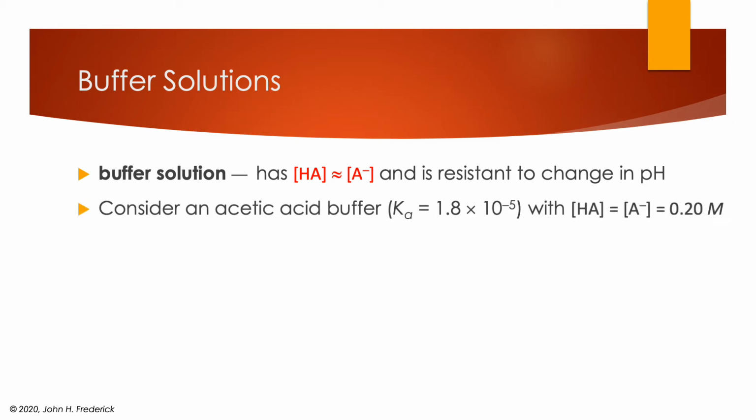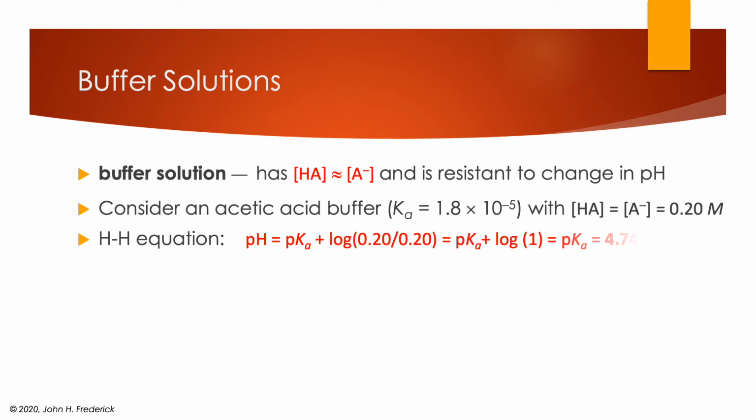Let's suppose we create an acetic acid buffer. Now, acetic acid has a Ka value of 1.8 times 10 to the minus 5. And let's say we arrange it in such a way that we're creating acetic acid and acetate ion, both in a concentration of about 0.20 molar. So from the Henderson-Hasselbalch equation, we would quickly find that the pH is just equal to the pKa of the acetic acid, and the negative log of 1.8 times 10 to the minus 5 gives us 4.74.